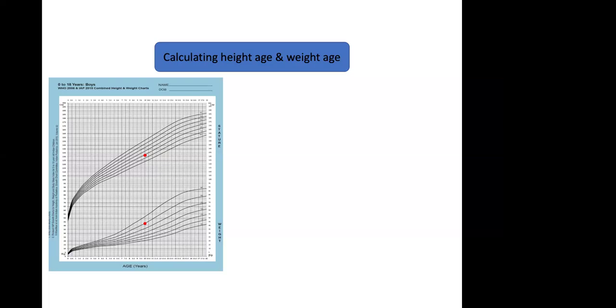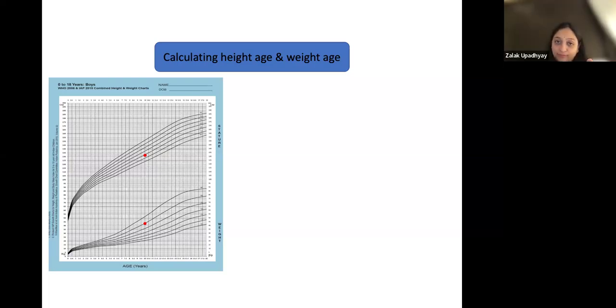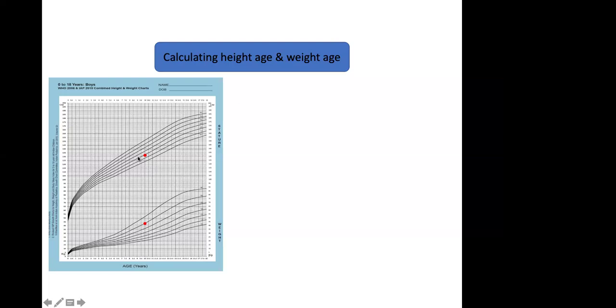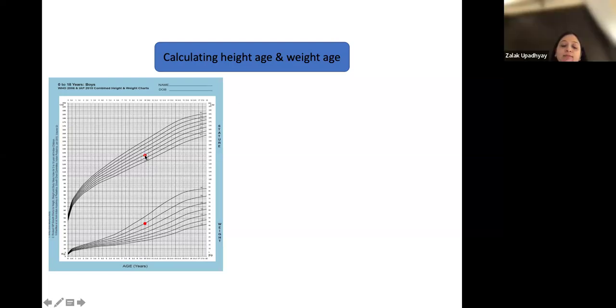From the point of the height, we will horizontally go to the 50th centile, correct, and then come down. So when I talk about height age, that means from this dot, I go back to the 50th centile. Here, the 50th centile is written here, fourth line. When I go back on the 50th centile line, it touches the line here. From there, I come down and draw a line here. And wherever it comes, this is 9. So that means height age is 9 years.